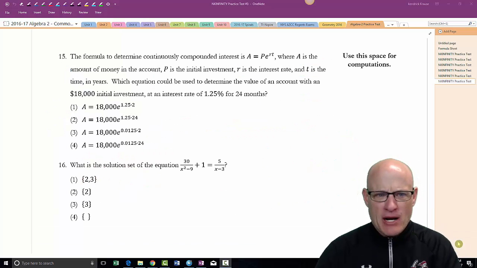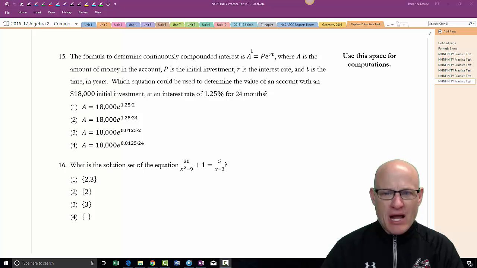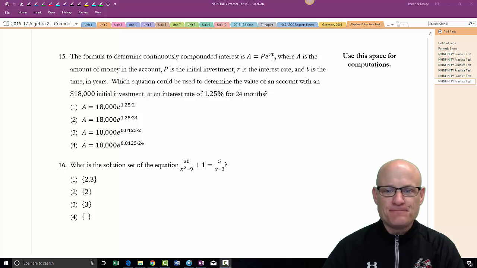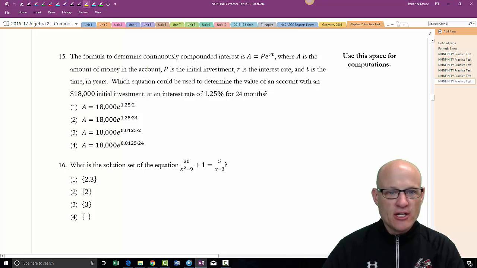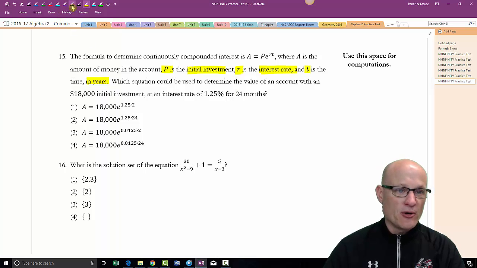So I tried to trick you on this problem. The formula to use to determine a compound interest is given, where A is the amount of money in the account, P is the initial amount, R is the interest rate, and T is time in years. And here we go.